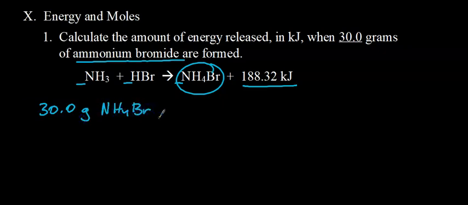Okay, so what do we need to do with that? Our first step is to take that and convert it into moles. So remember that heat term is relative to the amounts of each of the substances in moles. So let's calculate the molar mass of ammonium bromide. Looks like we get about 98.0.